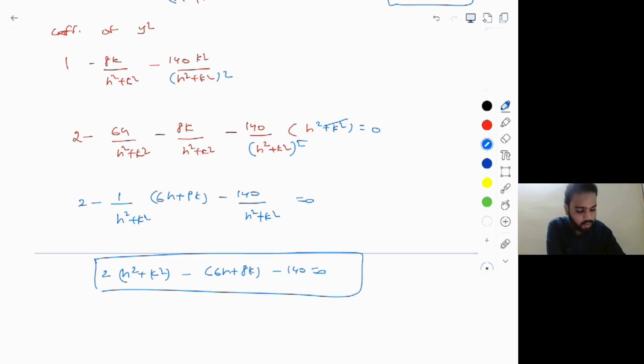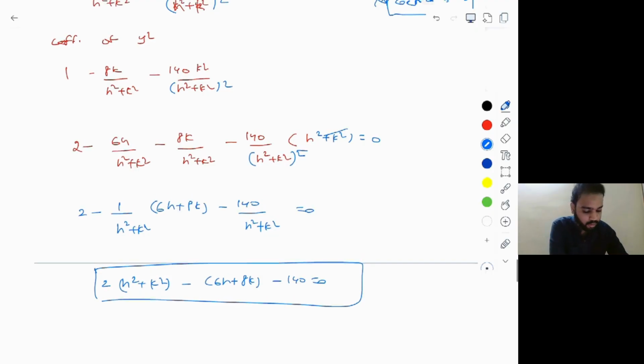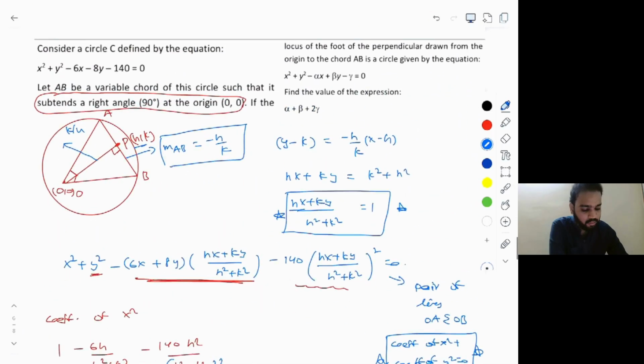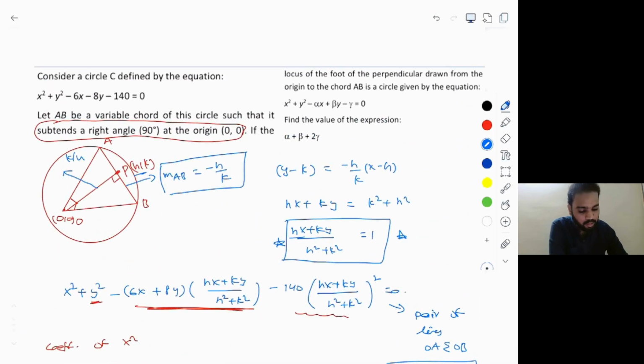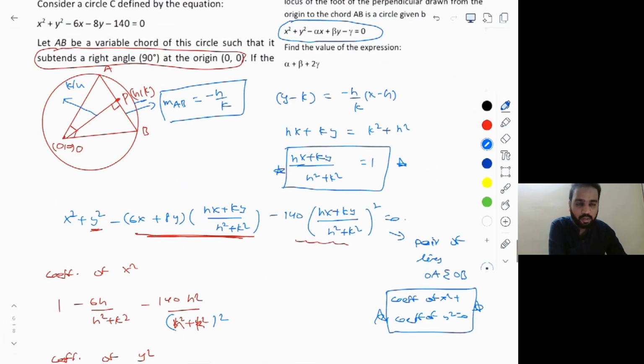Okay. And clearly, since you are supposed to find the locus at last, replace h comma k with x comma y, and that's your locus equation. And compare it with whatever they have given, because they have given that the locus is of this form. So compare this with whatever you have got, that's your locus, and finally get the values of alpha, beta, gamma.